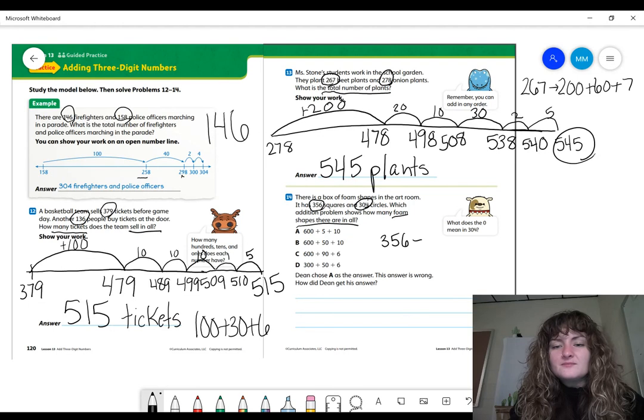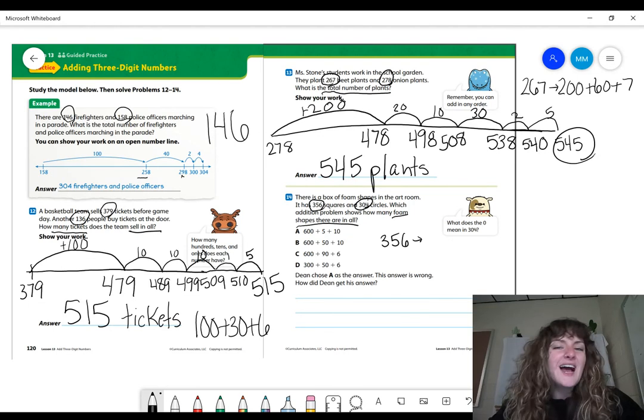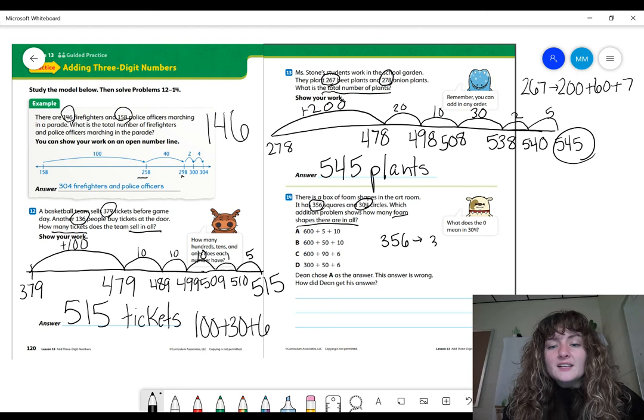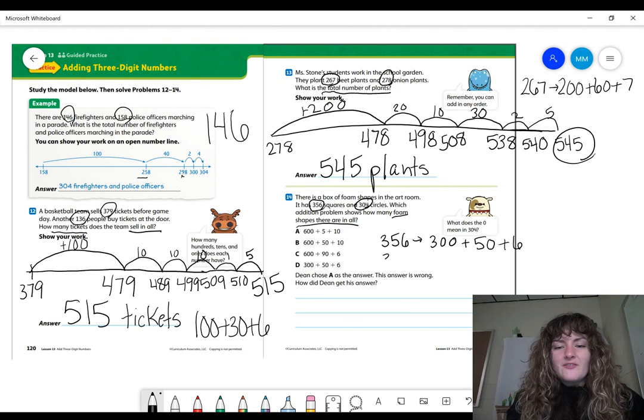356. How many hundreds are in 356? We have 3 hundreds plus 5 tens, which is the same as what number? 50, and 6 ones. Okay, now we're going to find the value of 304.